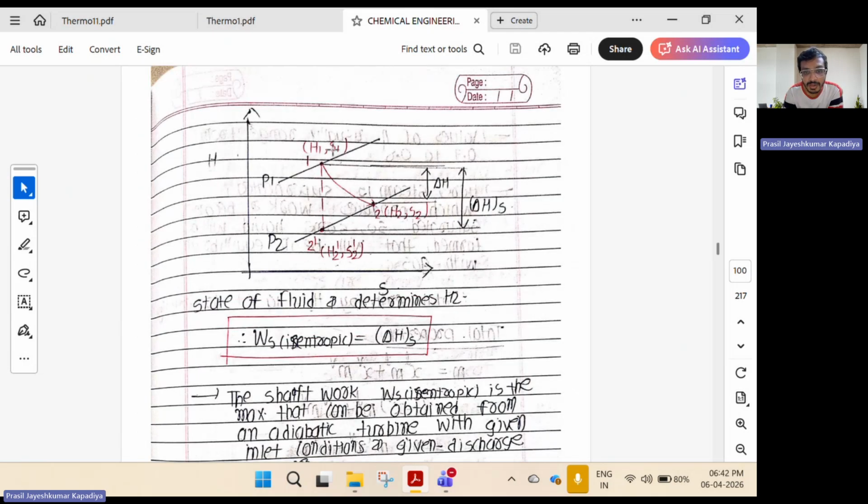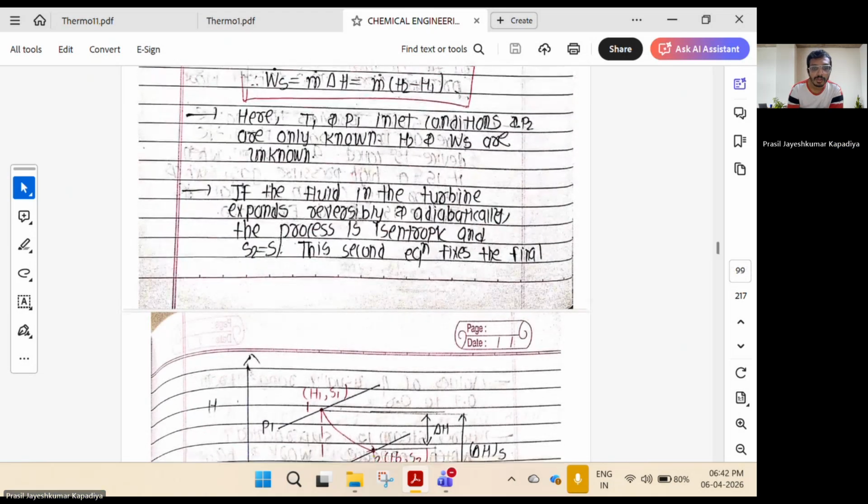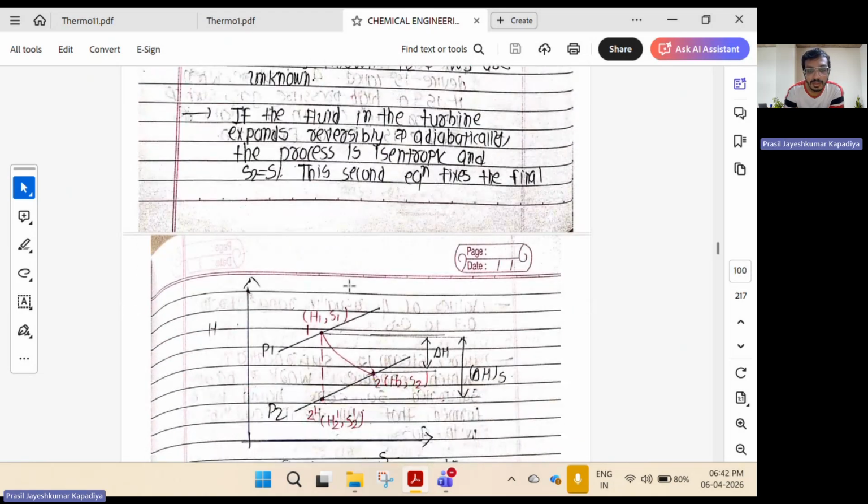Instead of following H1 S1 to H2 S2, we are following from H1 S1 to H2 prime S2, where we know the pressure. Okay. And this S1 is equal to S2 prime, this entropy is remaining constant.